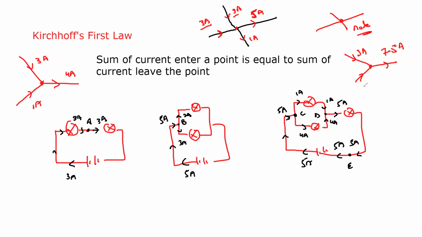So how much current will enter? That will be 4.5, because this is 7.5. So the sum of the current which enters at any point is equal to the sum of the current which leaves the point.